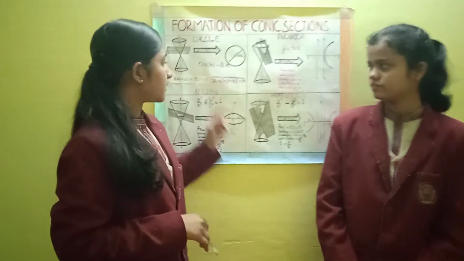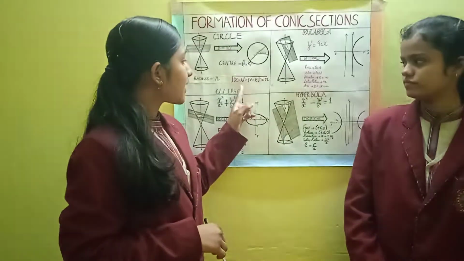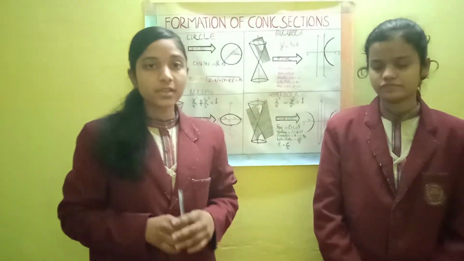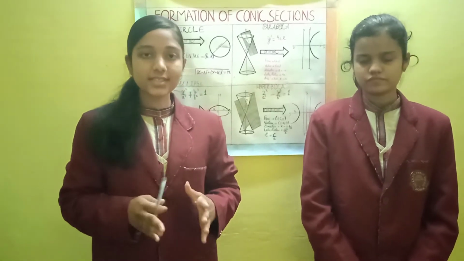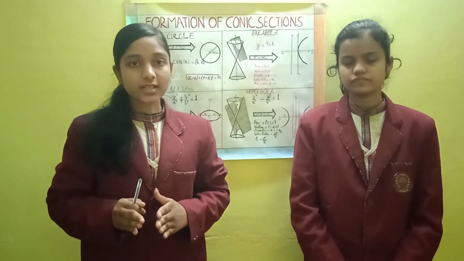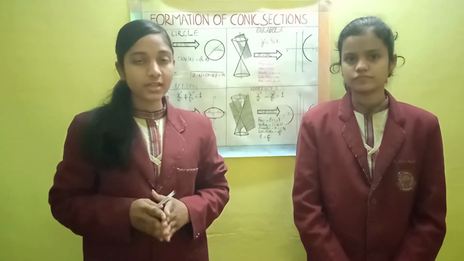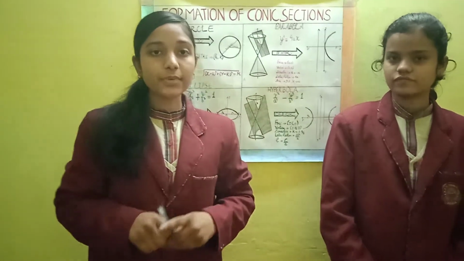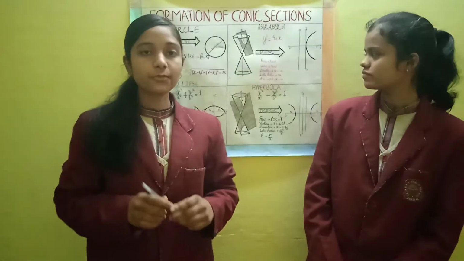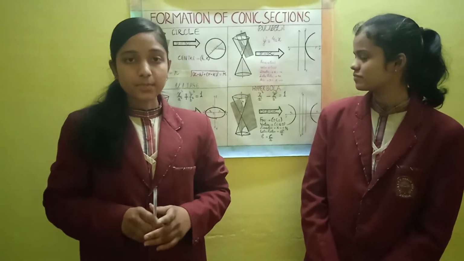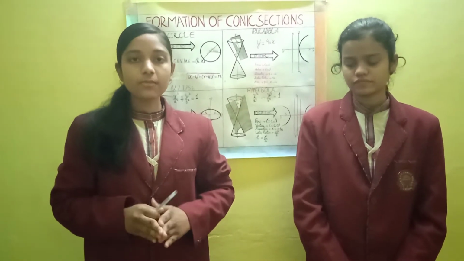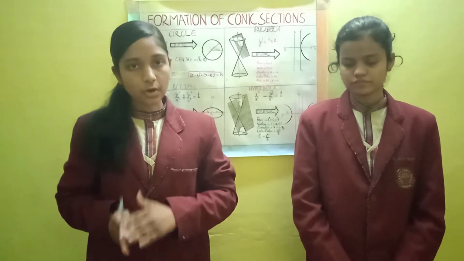First one is the circle. Its equation is (x minus h) whole square plus (y minus k) whole square is equal to r square. The definition of a circle states that it is a set of all points in a plane which are at a fixed distance from the center. Now coming to the next one, that is the parabola. Its equation is y square is equal to 4ax. Let's define the parabola: it is a set of all points in a plane whose distance is always constant from a fixed line and a fixed point.